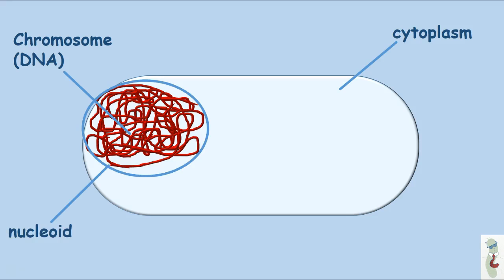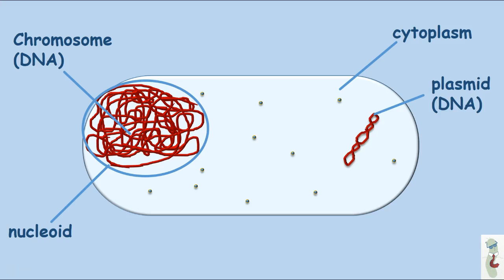The region of the cytoplasm that is chromosome dense is called the nucleoid. This term is used to differentiate from the membrane-bound true nucleus that's found in eukaryotic cells. Bacteria may or may not have extrachromosomal DNA called plasmids.